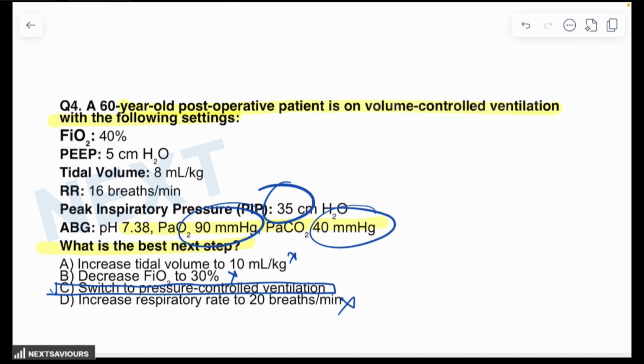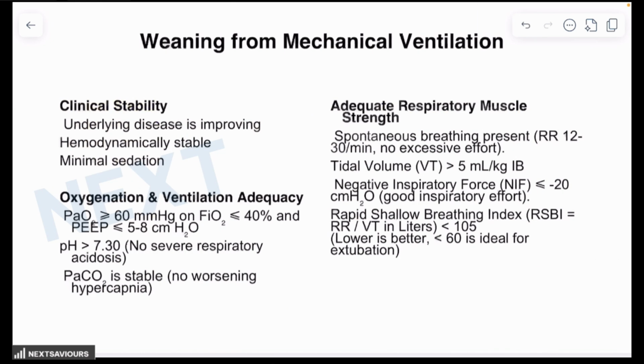Hope you have understood everything related to the questions asked. And the final thing that we have to talk about is when to wean from mechanical ventilation. Weaning is a process of gradually reducing the ventilatory support so the patient can breathe on their own. It is one of the most critical steps before extubation to prevent failure and reintubation.